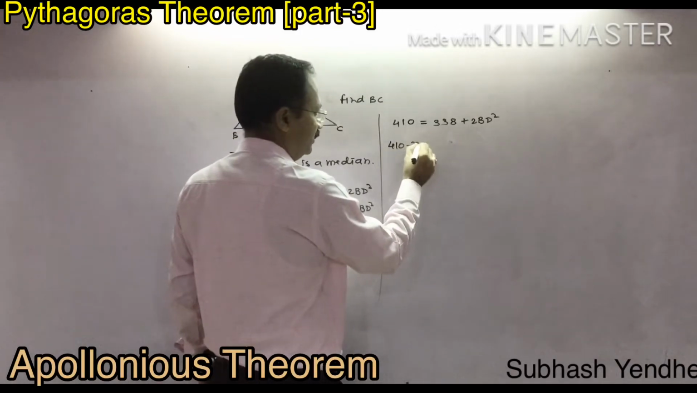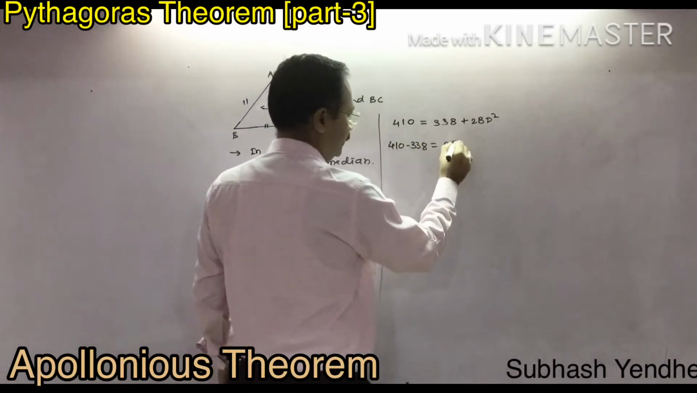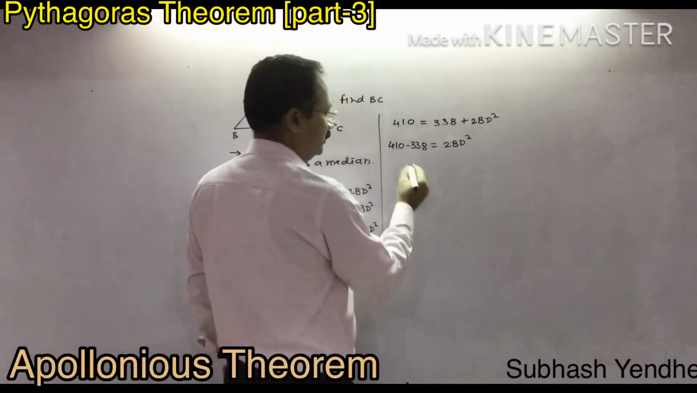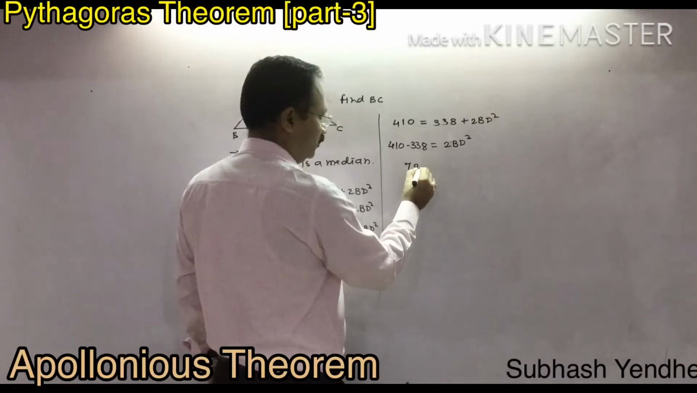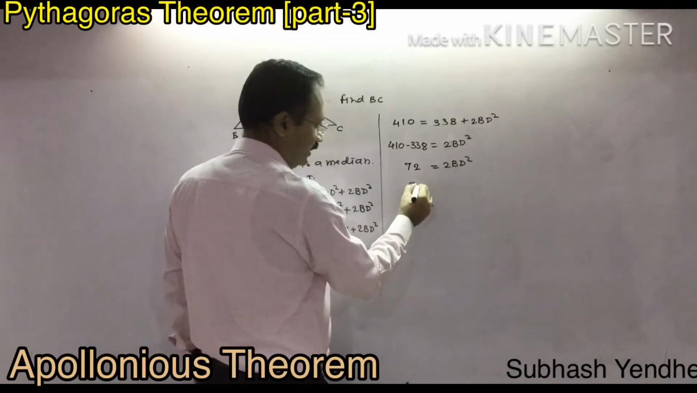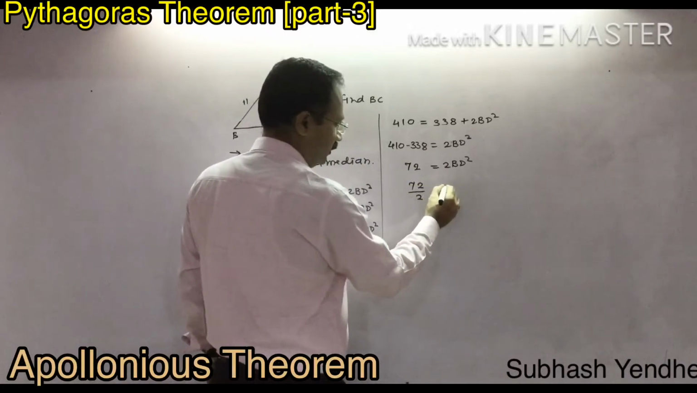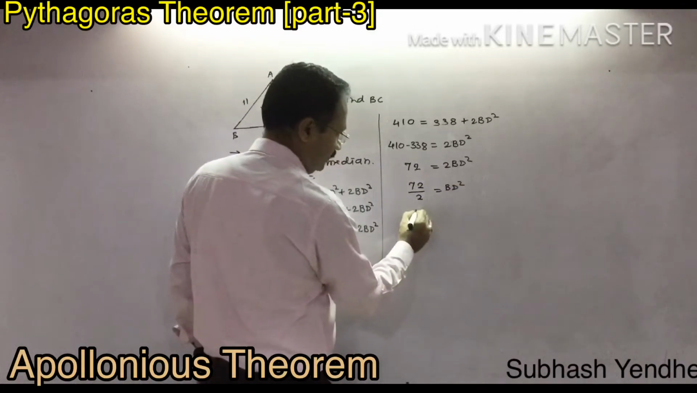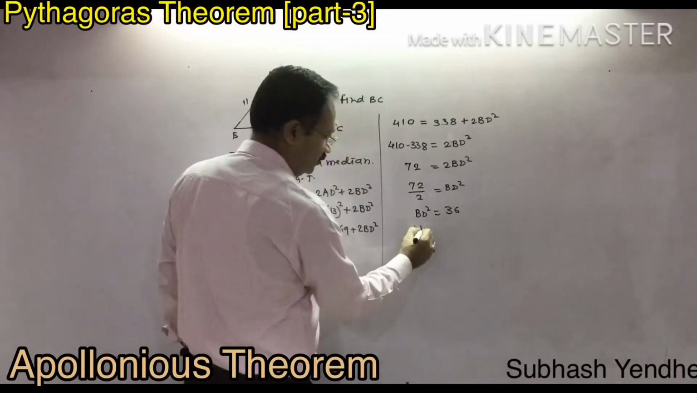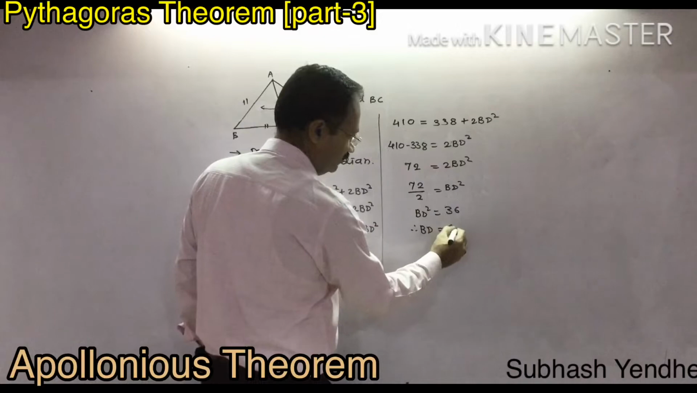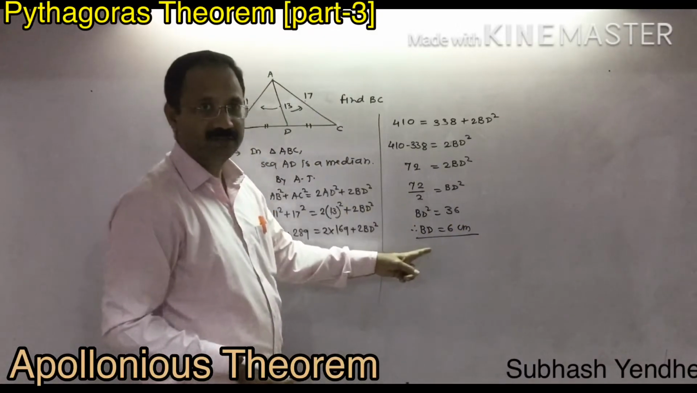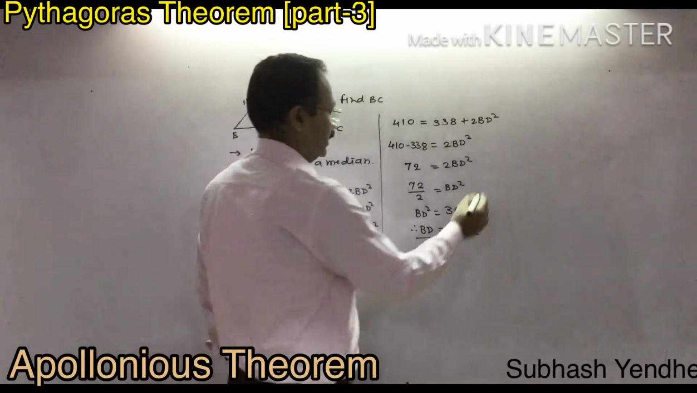Now it will come on this side: 410 minus 338 equal to 2BD square. So if you subtract it, you will get 72 equal to 2BD square. 2 will come on this side, 72 divided by 2 equal to BD square. So BD square equal to 36. If you take the square root, you will get BD equal to 6 centimeter. If it is given centimeter, then you have to write centimeter. Otherwise, you have to write the units.